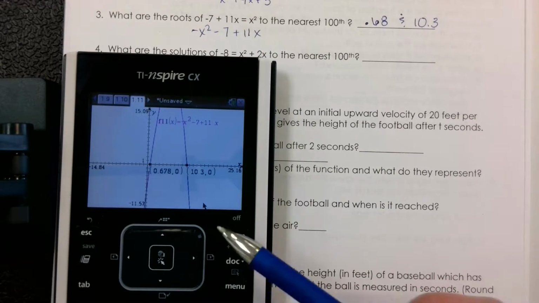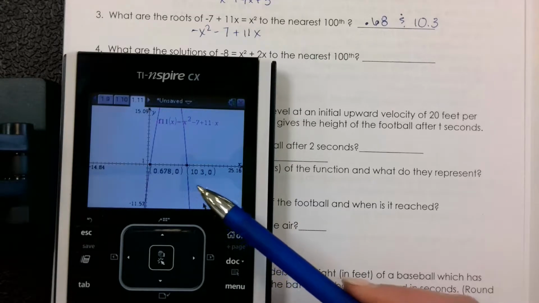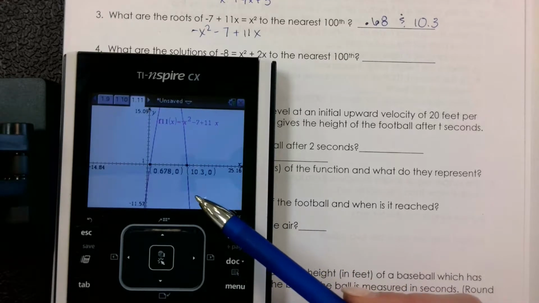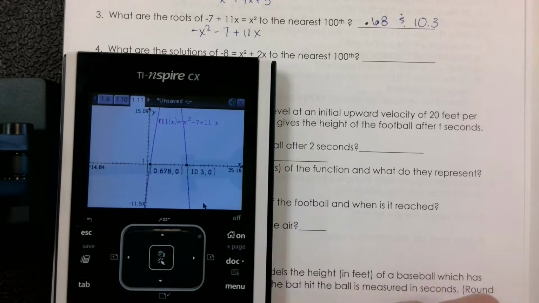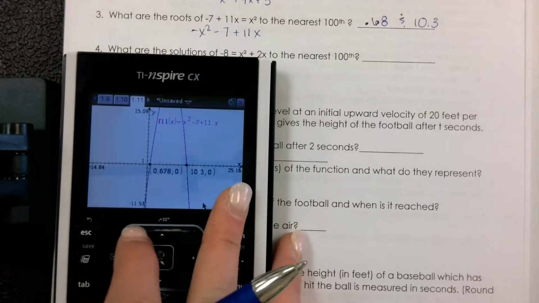Now your calculator, when you do the analyze graph here, it'll only go so far. So like I'm sure there's another decimal behind that 3 with the 10, but it only gave us the 3, so we're going to stop there. Does that make sense? So you can just write whatever it gives you, and you should be okay.